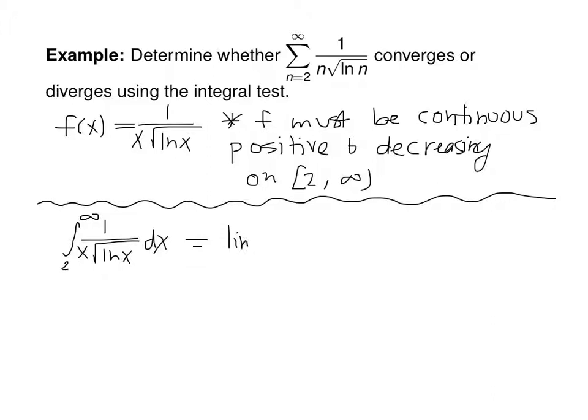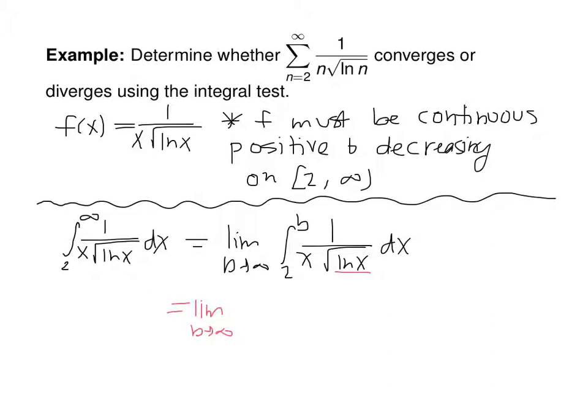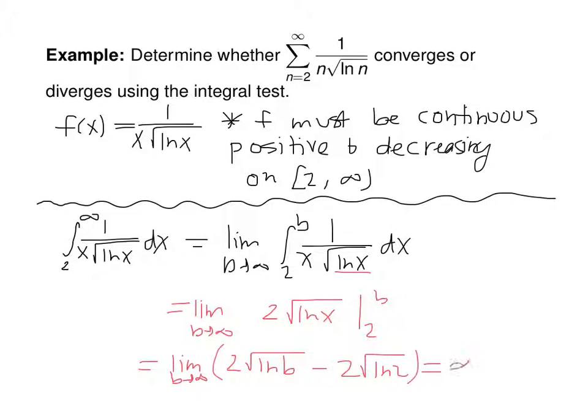So this is equal to the limit as b goes to infinity of the integral from 2 to b, 1 over x root ln x. If you have to do a u sub on your own, you would u sub for ln x. And when you do that u substitution, you get 2 root ln x, evaluated from 2 to b. So this is the limit as b goes to infinity, 2 root ln of b minus 2 root ln of 2, which is infinite. And thus the series diverges.